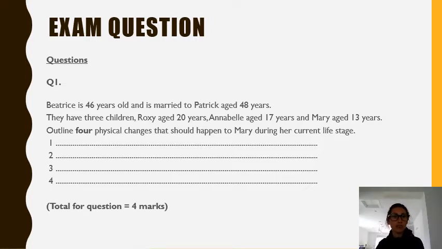So Beatrice is 46 years old and is married to Patrick, who is aged 48 years. They have 3 children, Roxy, who's aged 20, Annabelle, who is aged 17, and Mary, who is aged 13. Outline 4 physical changes that should happen to Mary during this life stage.